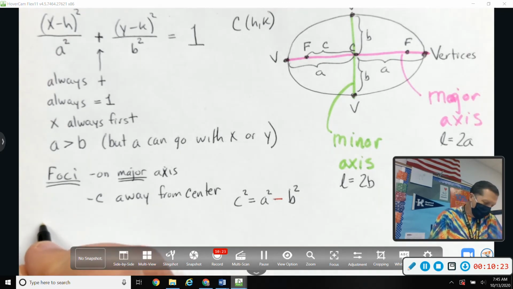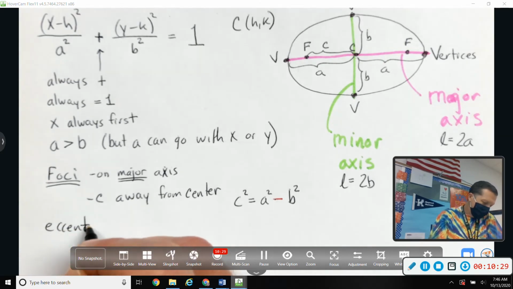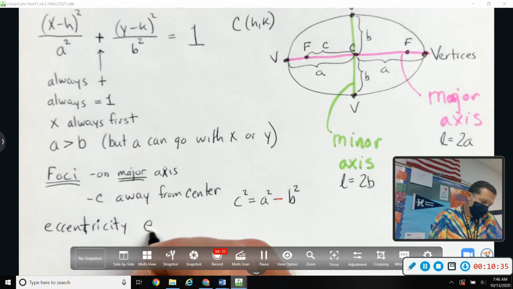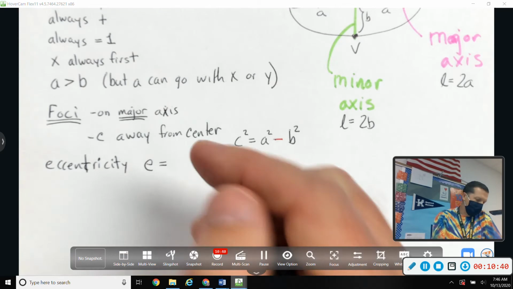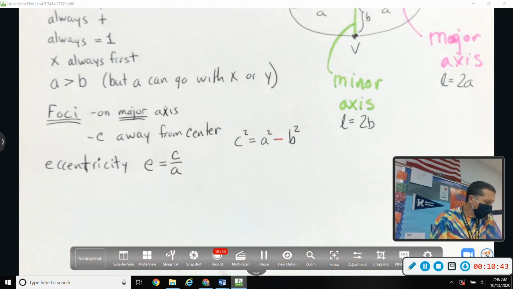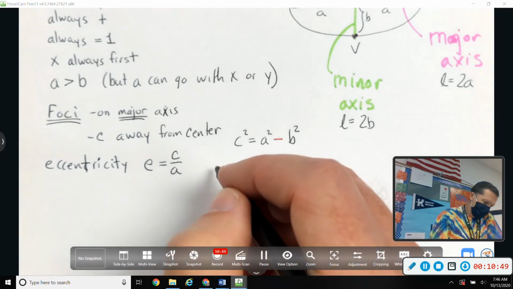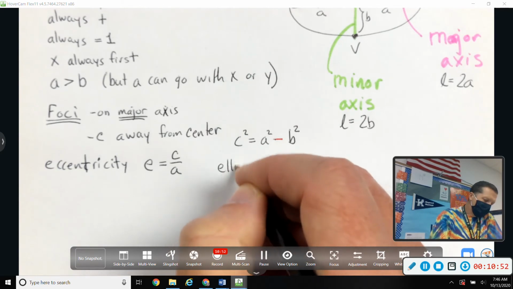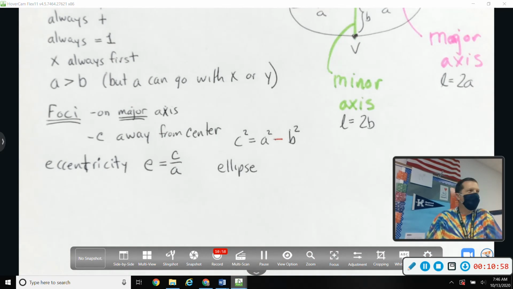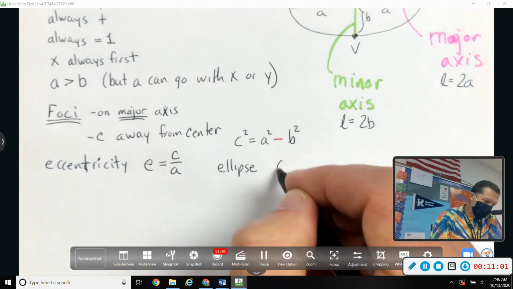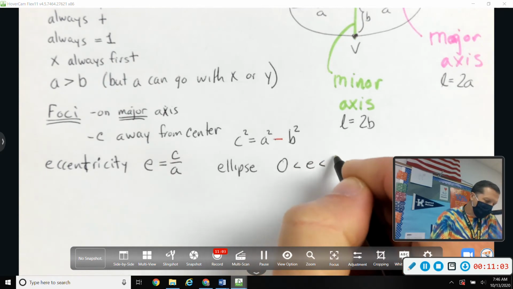All right, last thing, and then we'll do an example, and that is eccentricity. Eccentricity is C over A. And for an ellipse, this is another one of those things that you don't really need to know, but if you know it, it helps you with the graph. The eccentricity for an ellipse is always between 0 and 1.